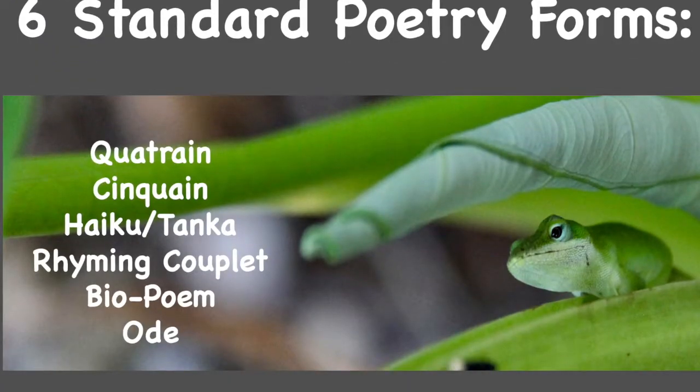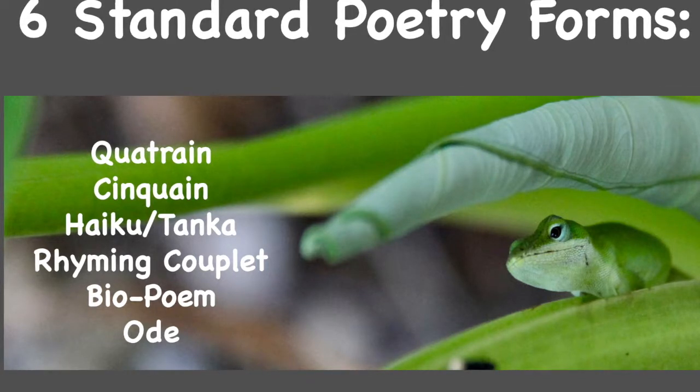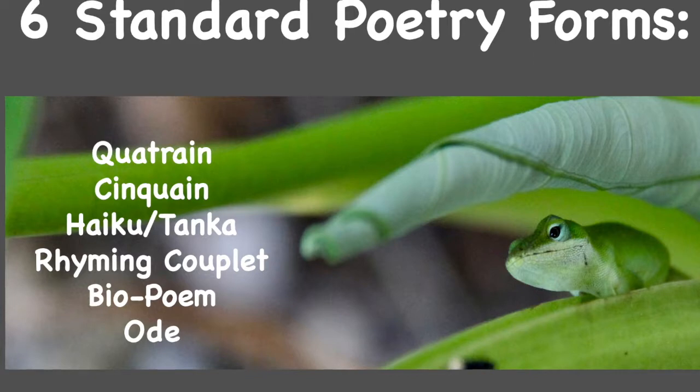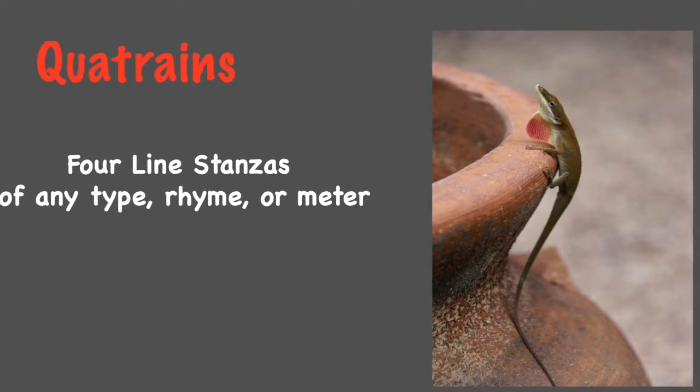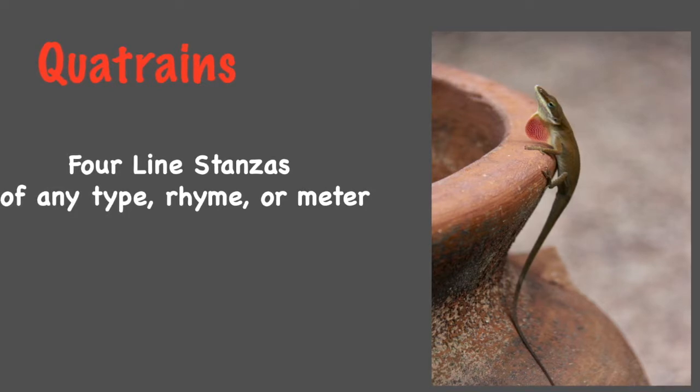The 6 standard entry-level poetry forms that we will be addressing in this course are quatrains, cinquains, haiku tanka, rhyming couplets, biopoems, and odes. Quatrains are poems written in 4-line stanzas of any type, rhyme, or meter. They are found as building blocks for different types of poetry from all around the world, including the English ballad and the Persian rubai.